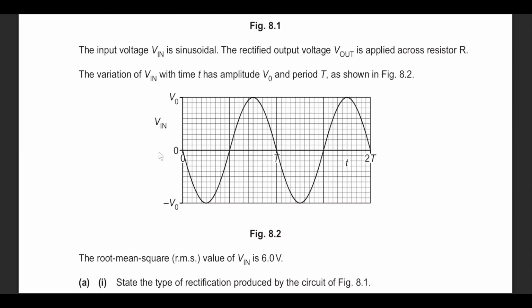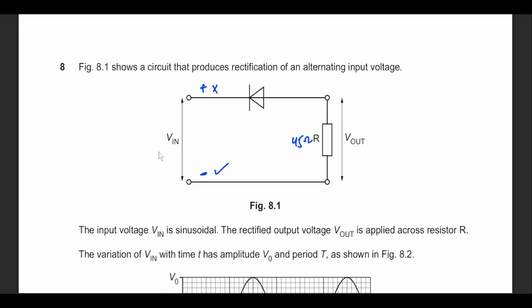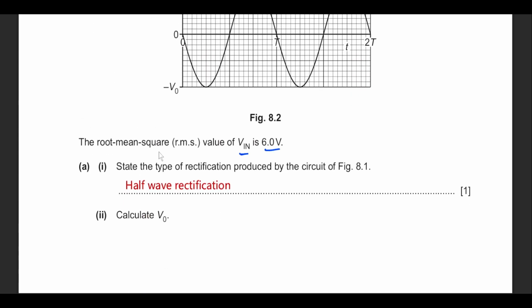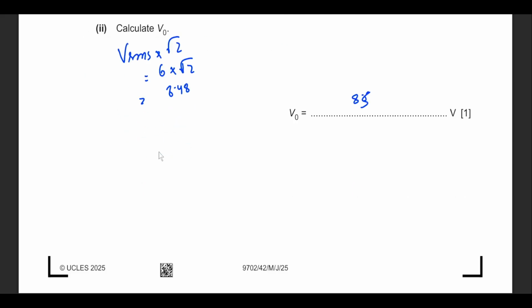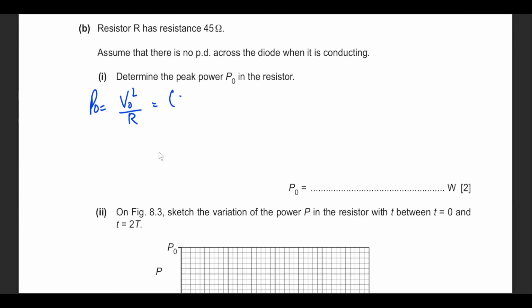So calculate V naught. Now for V naught, we are supposed to go back to, yeah, this is V in as 6 volts, which is RMS. If I want to find the peak, that will be V RMS multiplied by root 2, which is 6 multiplied by root 2, which is going to become 8.48. So this becomes 8.5. Now here we have the peak voltage, which becomes 8.5 squared divided by R, which is 45. The peak power comes out as 1.605 watts, which becomes 1.60.